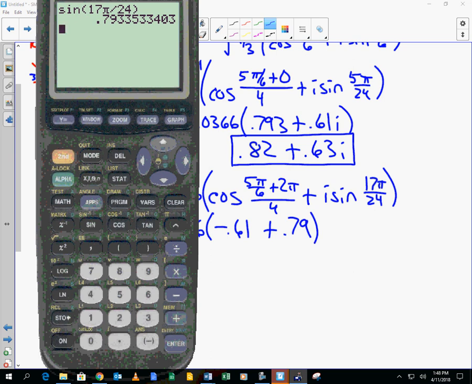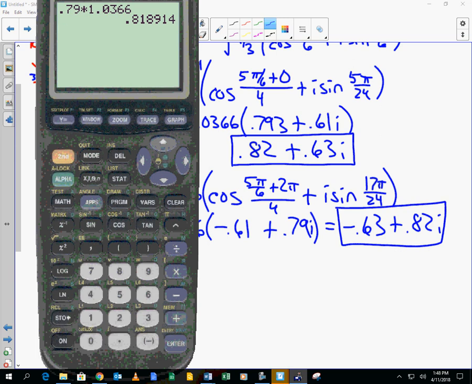0.79. I'm going to multiply those by 1.0366, and you can see I get negative 0.63. And 0.79 times 1.0366 is 0.82. Is that similar? It is. And you can then see how the next two would just follow suit accordingly, right?